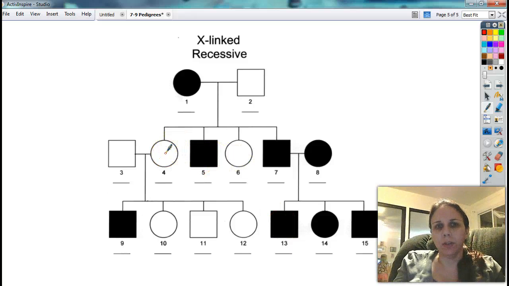So what about the girls? Are they carriers or not? Well, that depends on what the parents are. So what you have to do is some Punnett squares in order to figure out what the girl possibilities are, and then also look ahead at what their children are, and that will give you a clue as well as to what they are.